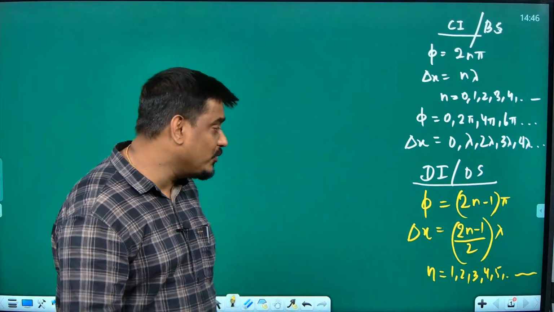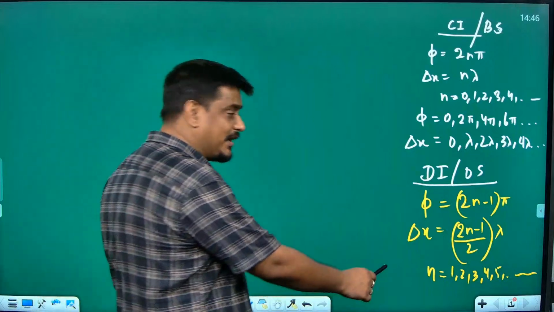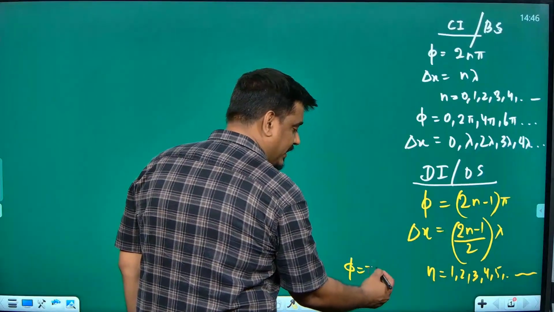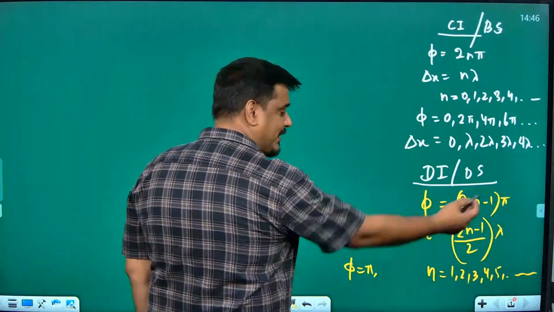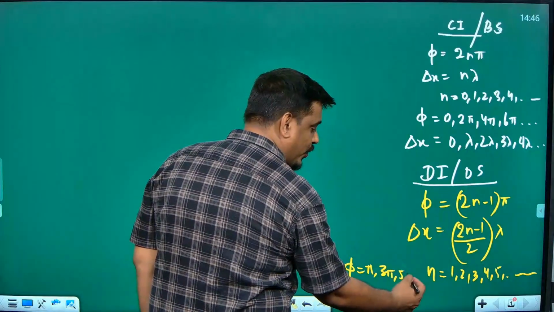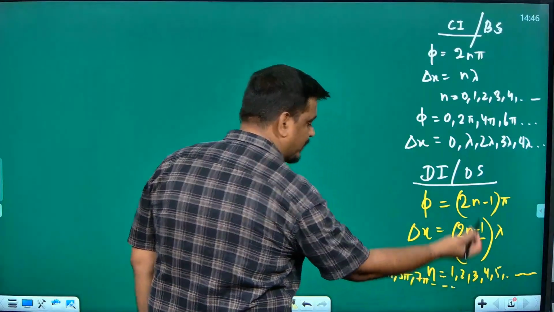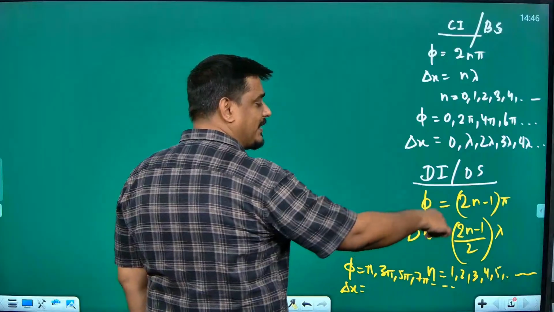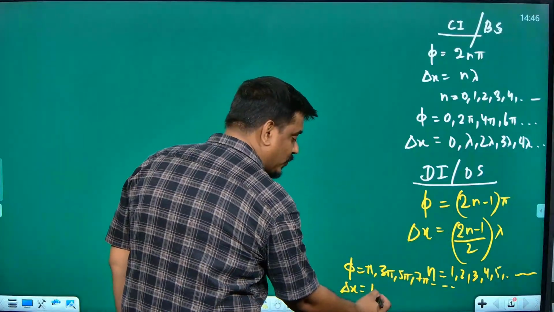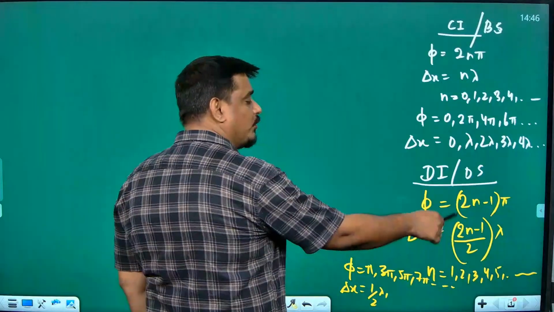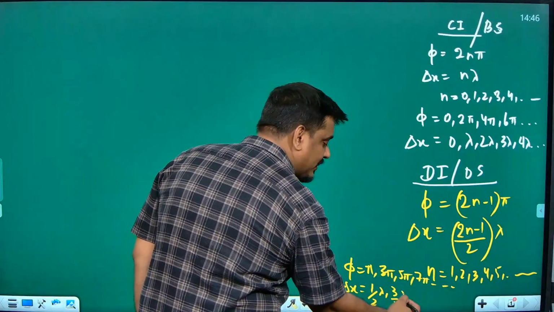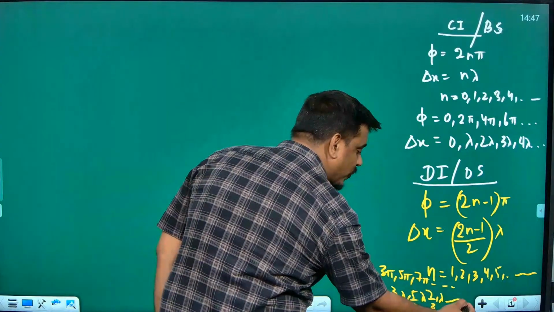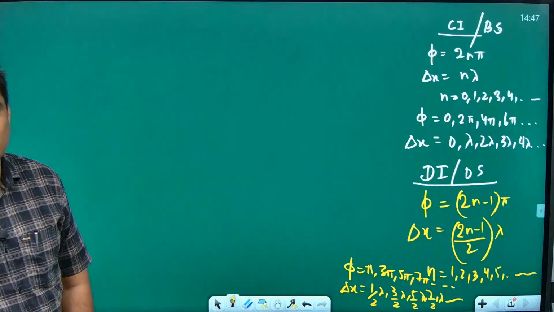So when you put n is equal to 1 here, you are going to get pi. Then you put n is equal to 2, 4 minus 1, you are going to get 3 pi, then 5 pi, 7 pi and so on. Same way, what will be delta x? Put 1 here: 2 minus 1 by 2, that is 1 by 2 lambda. Put 2, 4 minus 1, 3 by 2 lambda, 5 by 2 lambda, 7 by 2 lambda and so on. Are you understanding what I have told here now?